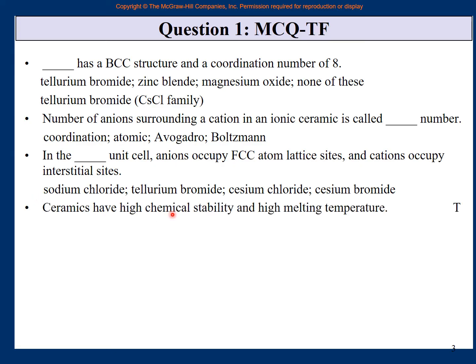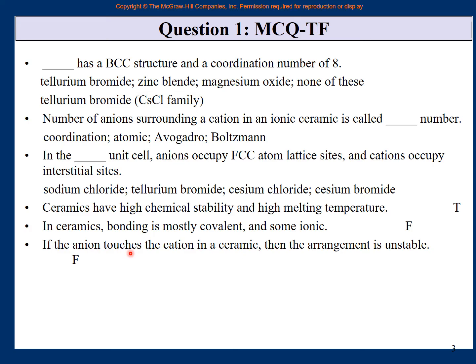Ceramics have high chemical stability and high melting temperature. Very correct. These are some of their very important properties. So yes, this is true. In ceramics, bonding is mostly covalent and some ionic. So I have just switched it. If you know that in ceramics, bonding is mostly ionic and some covalent. So this is false. This is the opposite of what it actually is.